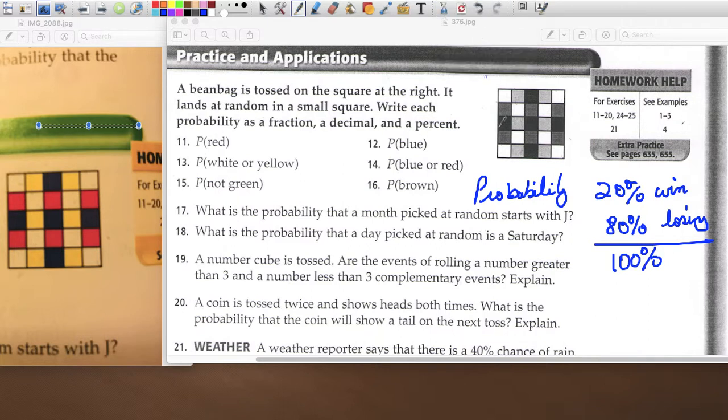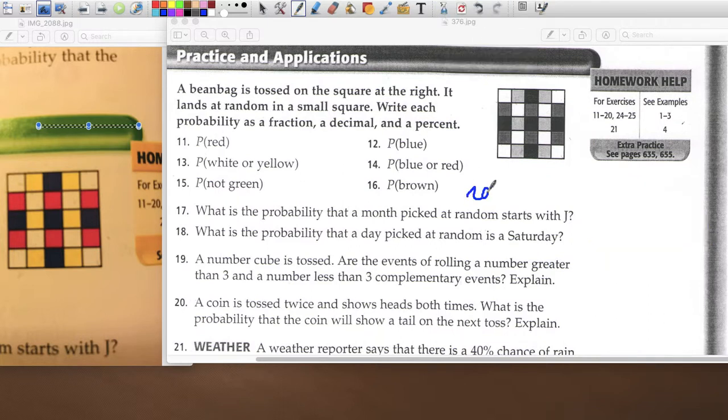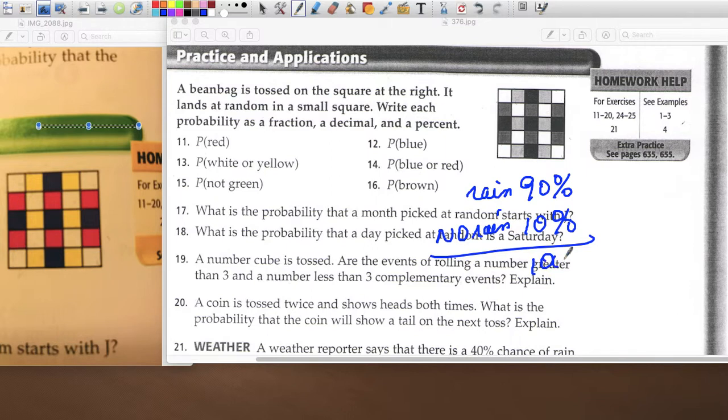I'll give you another one. The probability of rain tomorrow, apparently it's very high, 90% chance of rain, which means there is a 10% chance of no rain. And if you add these two, you get 100. So that's what complements means.